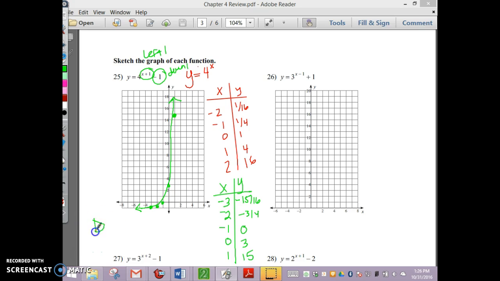Just to practice domain and range, domain is all real numbers, always on an exponential, and range depends on that asymptote. So since my asymptote is at negative 1 here, my range is going to be negative 1 to infinity. My asymptote is at the line y equals negative 1, coming from down 1.